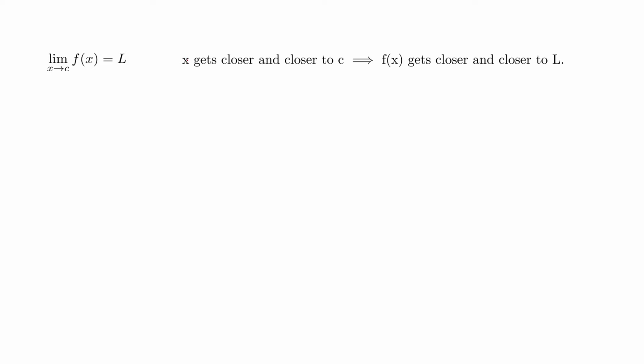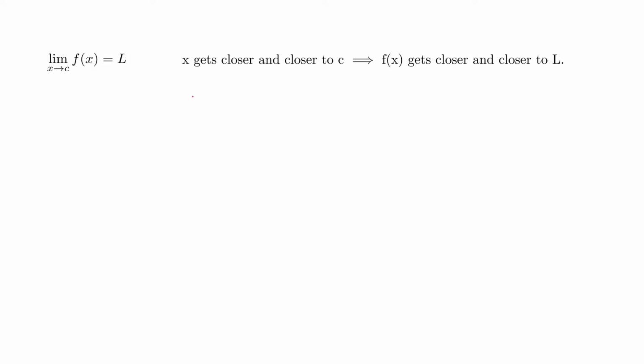Okay, so last time we introduced the notion of a limit. The notation that we used to introduce a limit looked like this: we said that the limit of f of x as x approaches c equals L. And what that means is that as x is getting closer and closer to c, f of x is getting closer and closer to L.